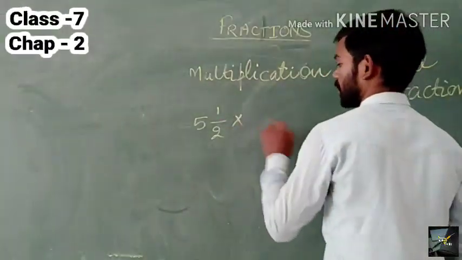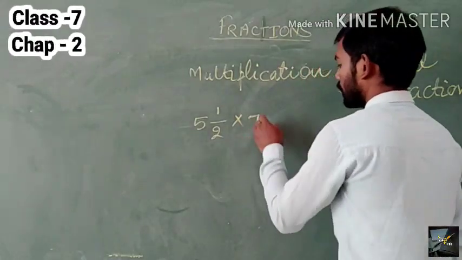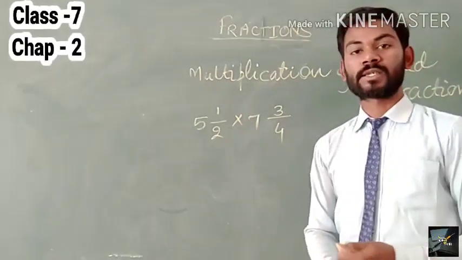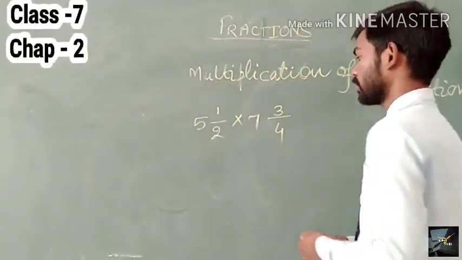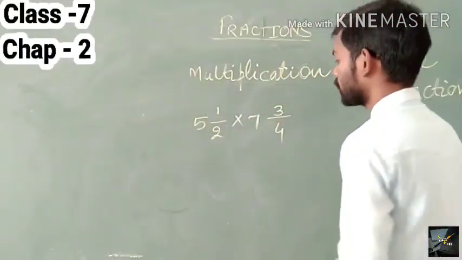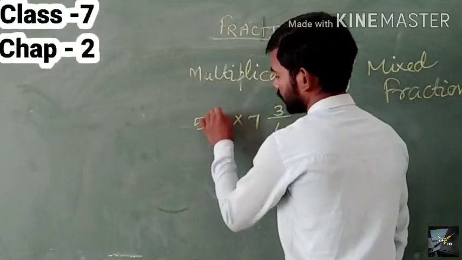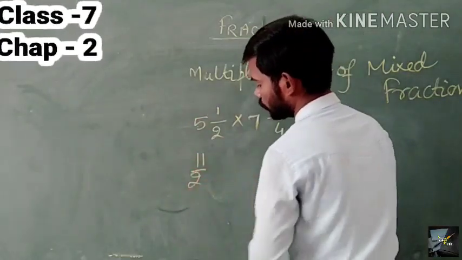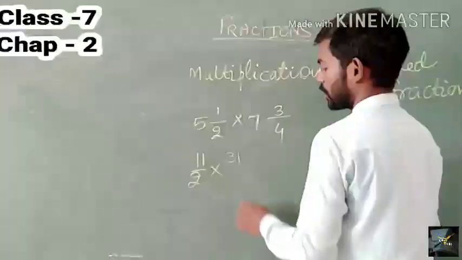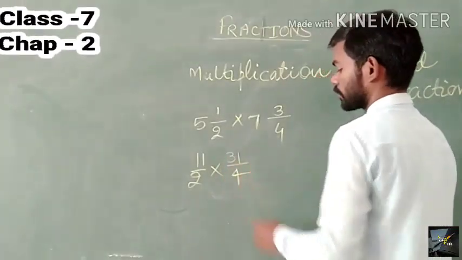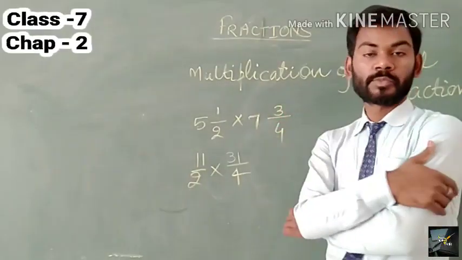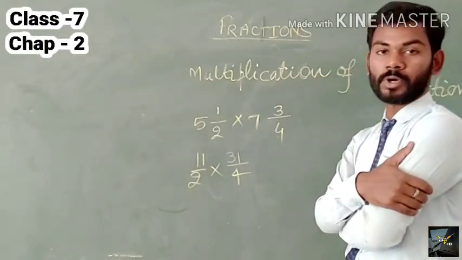So this is multiplied with 7 whole 3 upon 4. Here we can see that two mixed fractions are given to multiply. So, first of all, we shall convert these mixed fractions into improper fractions. So, we can write 2 fives are 10, 10 plus 1, 11 upon 2, which is multiplied by 7 fours are 28, 28 plus 3, 31 upon 4. Okay.